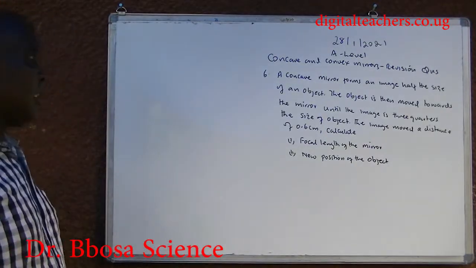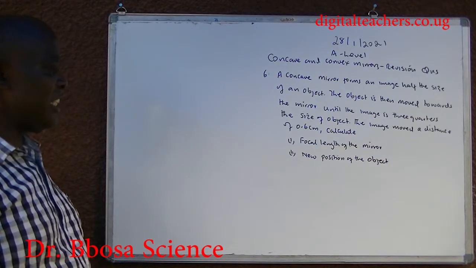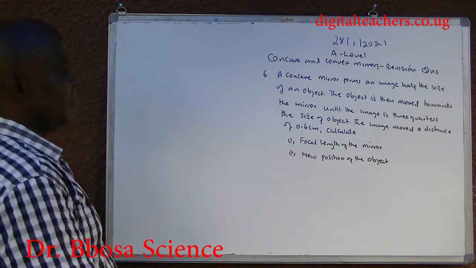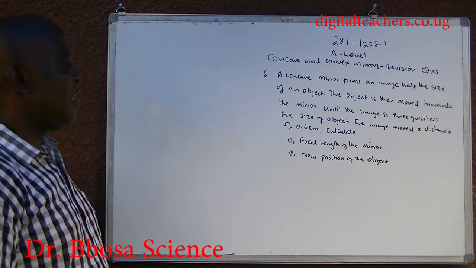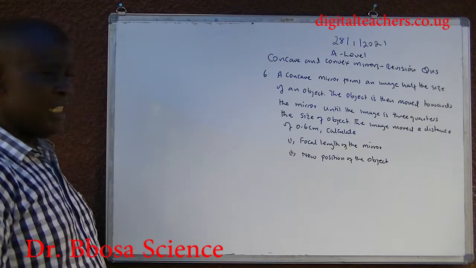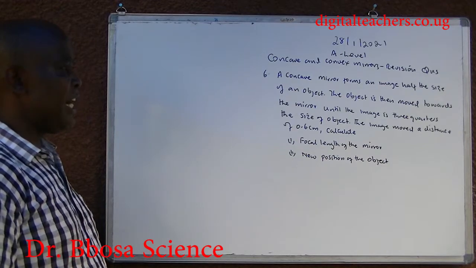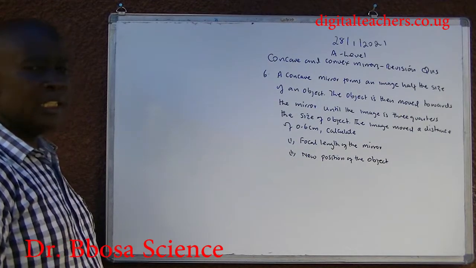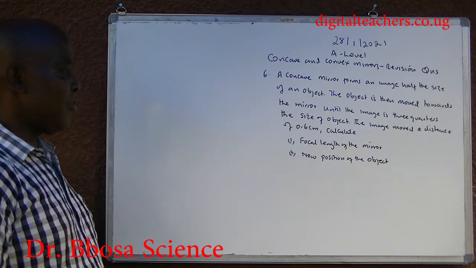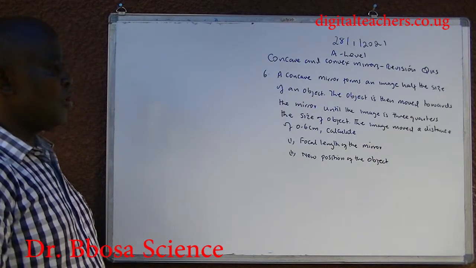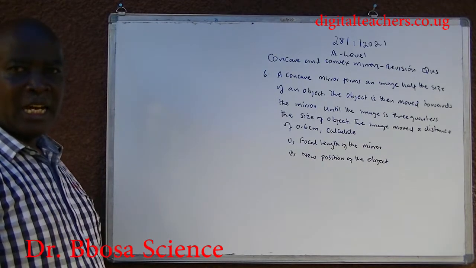Number 6, a concave mirror forms an image half the size of the object. The object is then moved towards the mirror until the image is 3/4 the size of the object. The image moved a distance of 0.6 centimeter. Calculate 1, the focal length of the mirror, 2, the new position of the object. You can pause and answer.